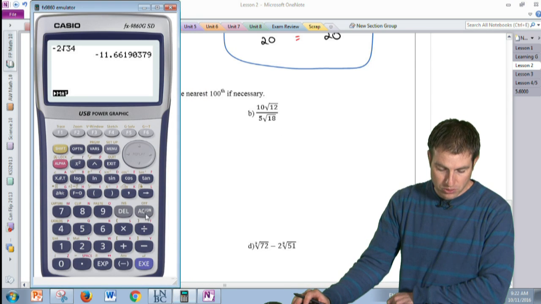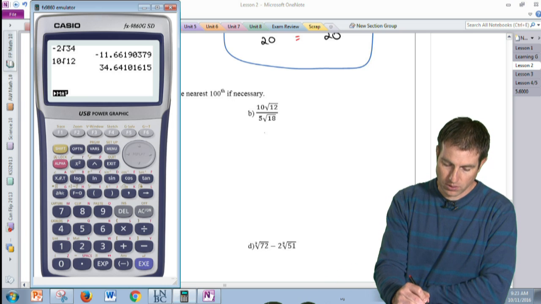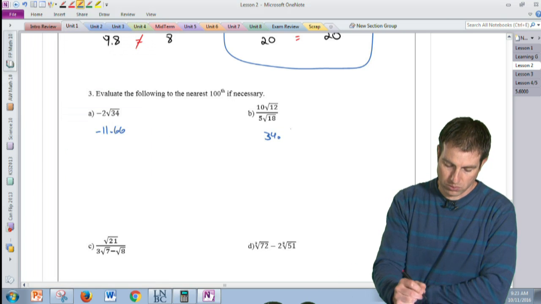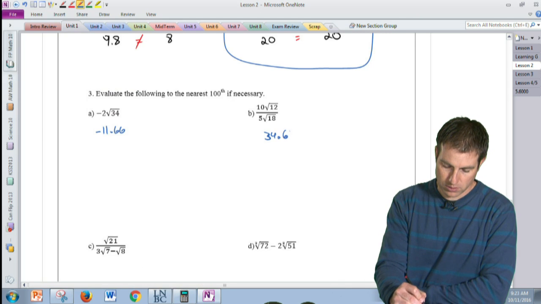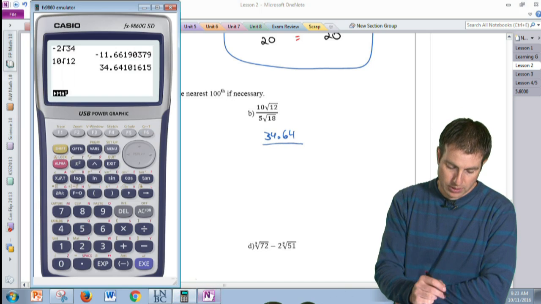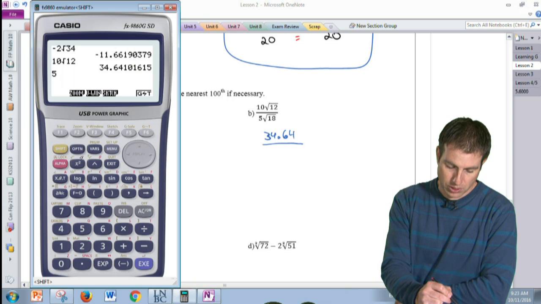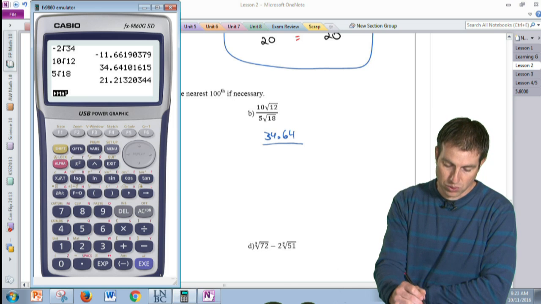All right, I'm going to do it in 2. So I'm going to do the top first. I'm going to go 10 times the square root of 12. I can hit enter. That gives me 34.64. And I'm going to divide that by 5 times the square root of 18. So 5 shift square root 18 equals 21.21.